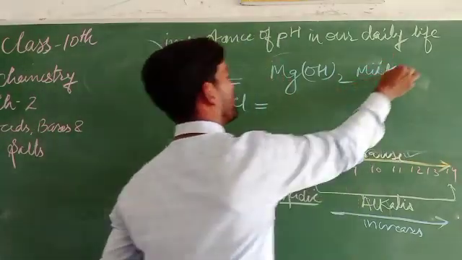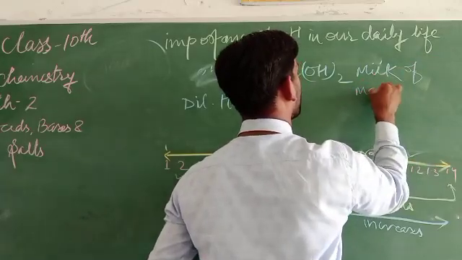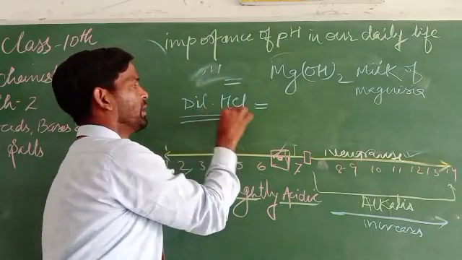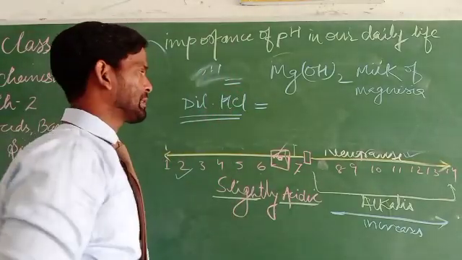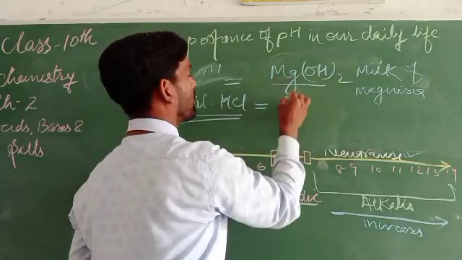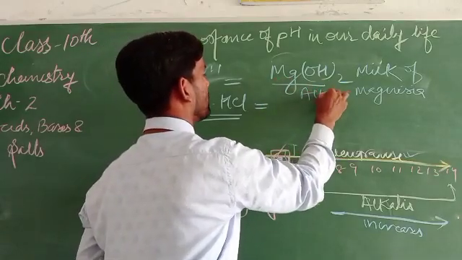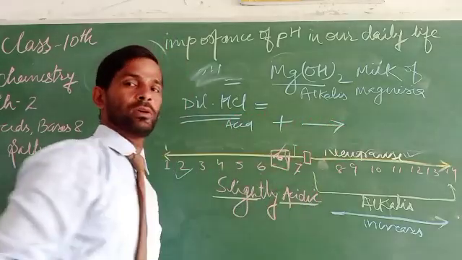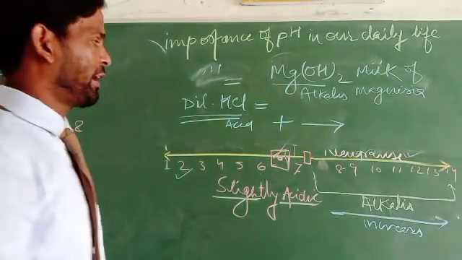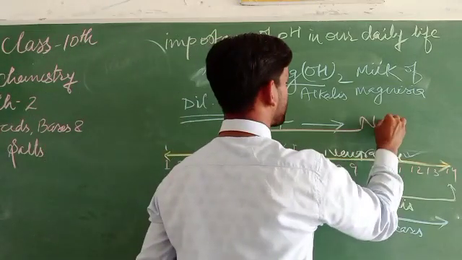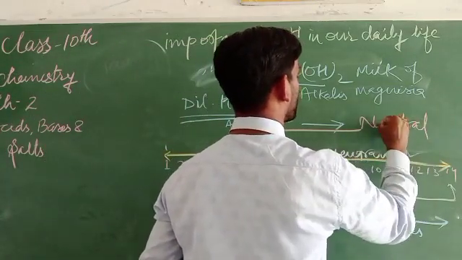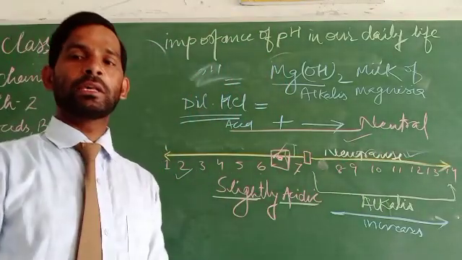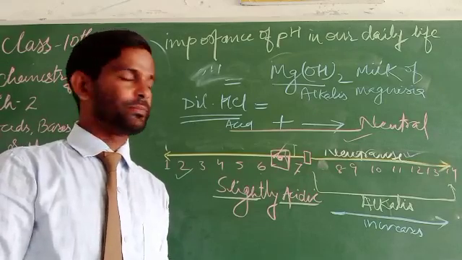So milk of magnesia is used to neutralize the effect of hydrochloric acid. This one is the alkali and that is the acid. They interact with one another and form a neutral solution, due to which the digestive process takes place with ease and comfort.